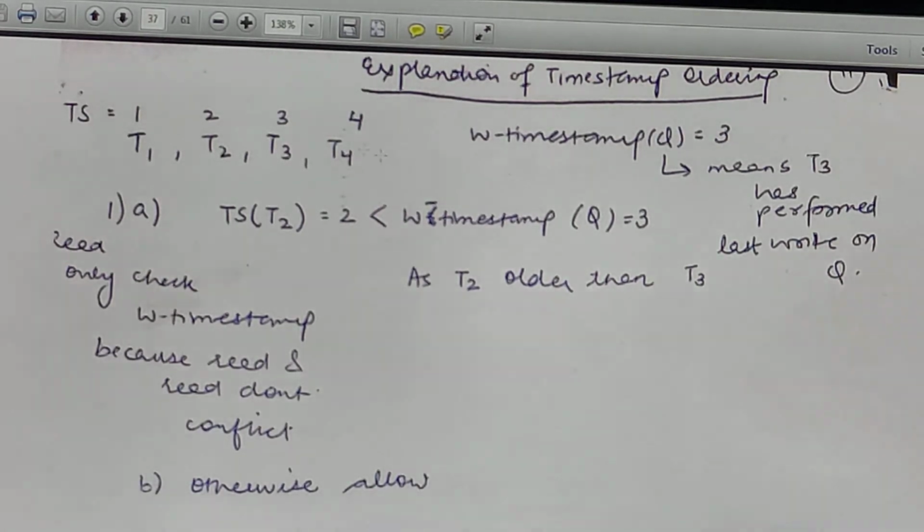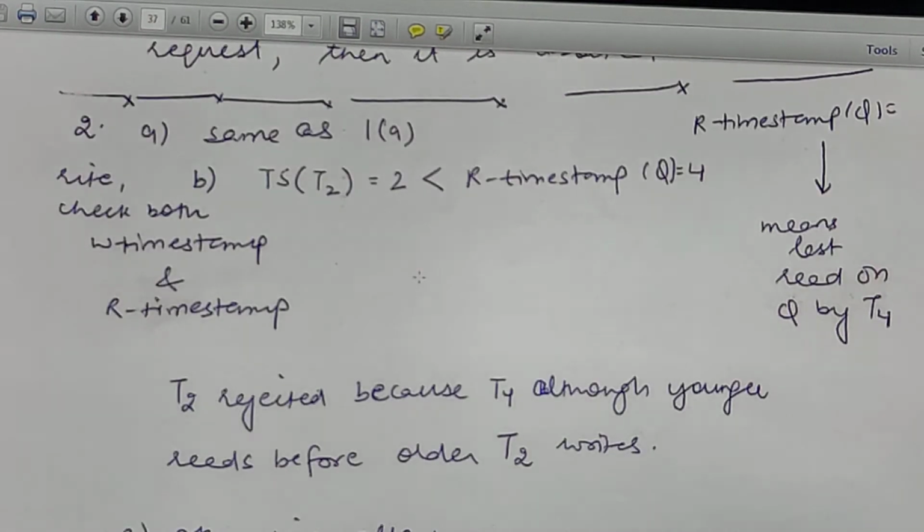Now suppose T2 places a request for the read operation on Q. The timestamp of T2 is 2, which is less than 3, so T2, being older, will be aborted and will not be allowed to perform the read operation on Q. Otherwise, if T4 had requested this, then we would have allowed T4, because T4 is younger than the transaction which has successfully performed write on data item Q.